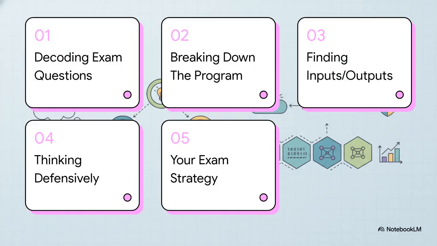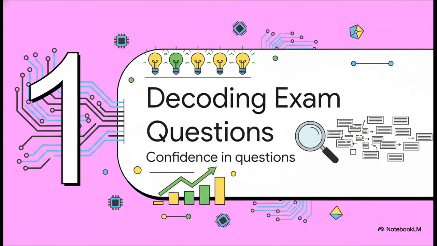So here's our game plan. We're going to work through 5 key stages. First, we'll look at how to decode the question itself. Then we'll break down a real exam problem, pinpoint its inputs and outputs, think a little about defensive design, and then finally, we'll pull it all together into a foolproof strategy you can use for pretty much any scenario question.